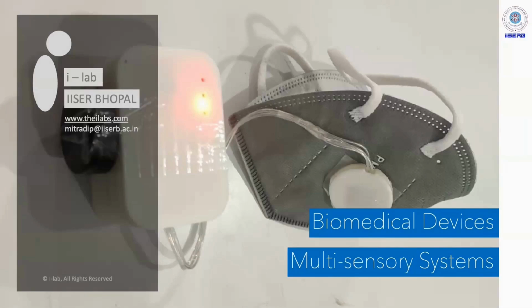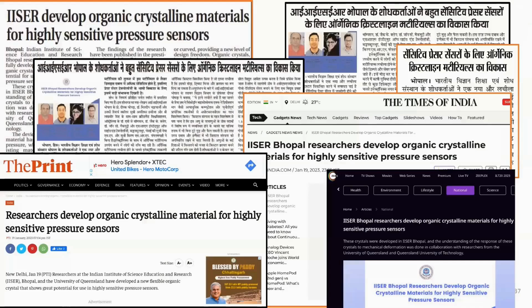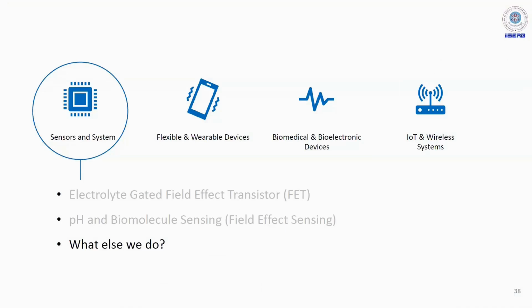Some of these we are also planning to commercialize. For example, these GRFETs we are planning to commercialize maybe very soon. This will be available in the market, and then people can buy and functionalize those GRFETs to detect various biomolecules. Some of the works also have been covered in the media. So these are the areas, and more or less I have completed my discussion.